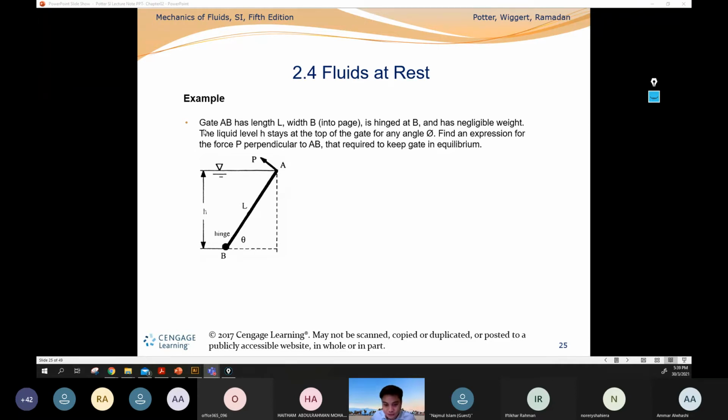Previously we used a door. Now we have a gate. Gate AB, from A to B, has length L, the total length. Width b, into the page, is hinged at B. When it is hinged at B, we already know we have the reaction force at B. Remember, when something has a hinge at a particular point, we have a reaction force.